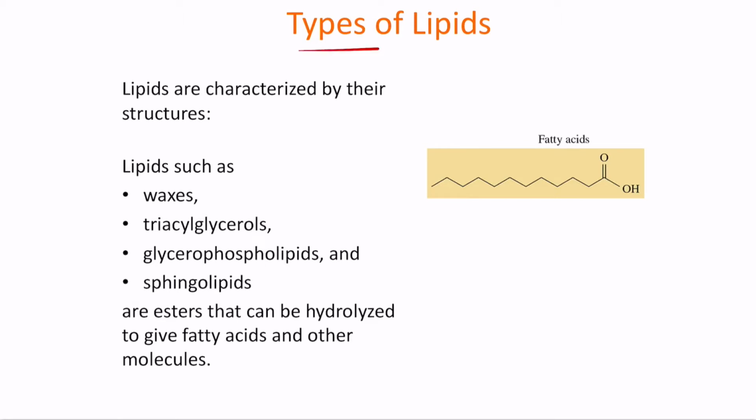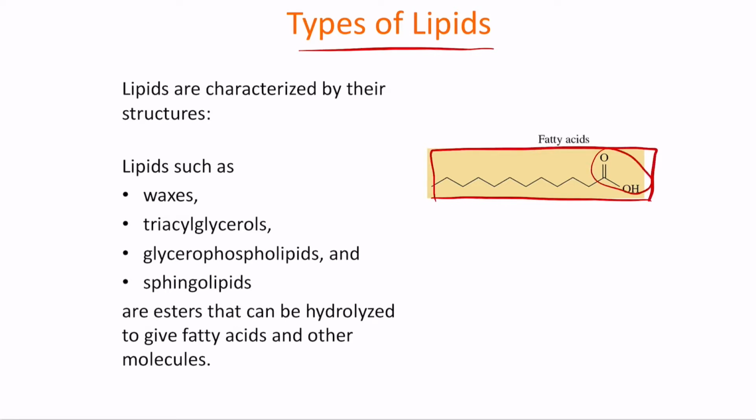So let's discuss the types of lipids. There are mainly 4 types of lipids, and we can characterize them based on their structure. This is an example of a fatty acid, where you see a long carbon chain with a carboxylic acid at the end. We call those fatty acids. So these are lipids like waxes, triacylglycerols, glycerophospholipids, and sphingolipids. These are esters that can be hydrolyzed to give fatty acids and other molecules.